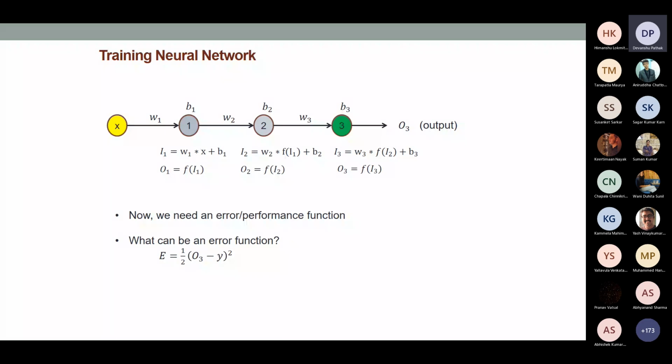What it is telling is the difference between the predicted value of this network, the prediction given by the network, and the actual value, which is Y, the gold standard. So that's the basic thing. I want to find these W's and B's in such a way that I will have the minimum error, right? That's my objective function. I want to minimize this function E.